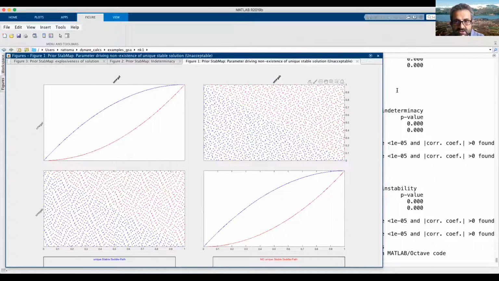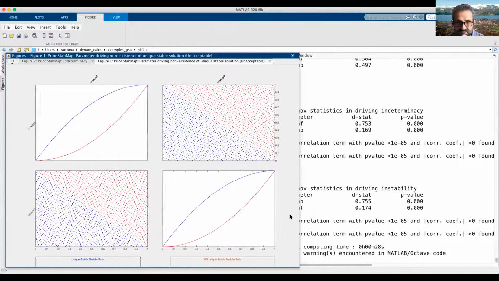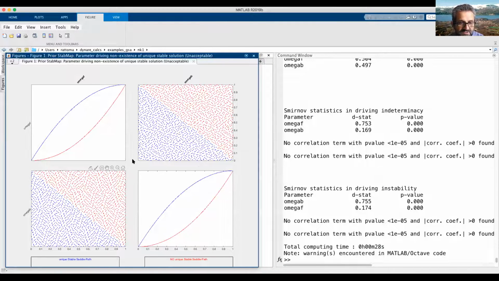Maybe I make it a bit smaller so you see better the dots. So that's the main graph that I discussed earlier, and so we see that omega f plus omega b must be smaller than 1. So the lower triangular part is perfectly identified by the Monte Carlo filtering. Okay, so that's what this plot tells.